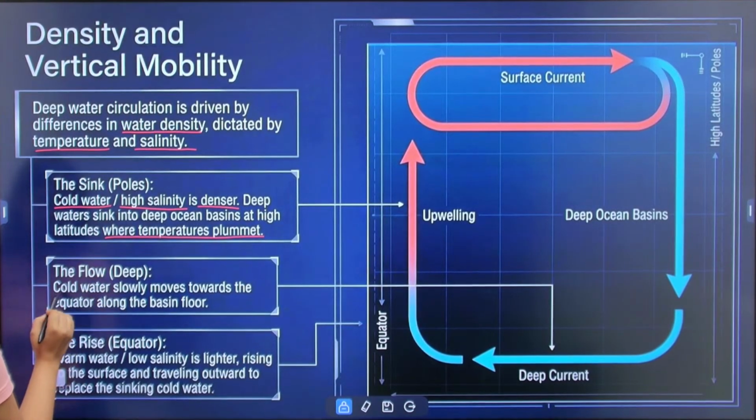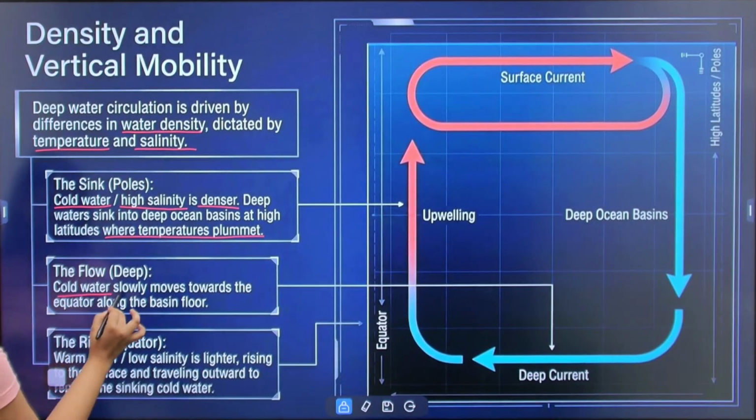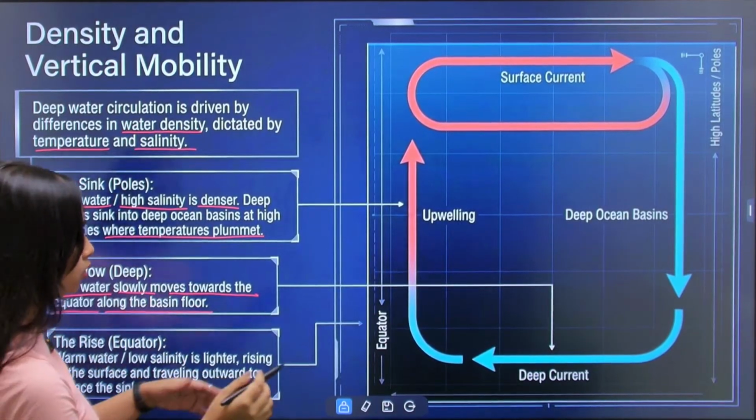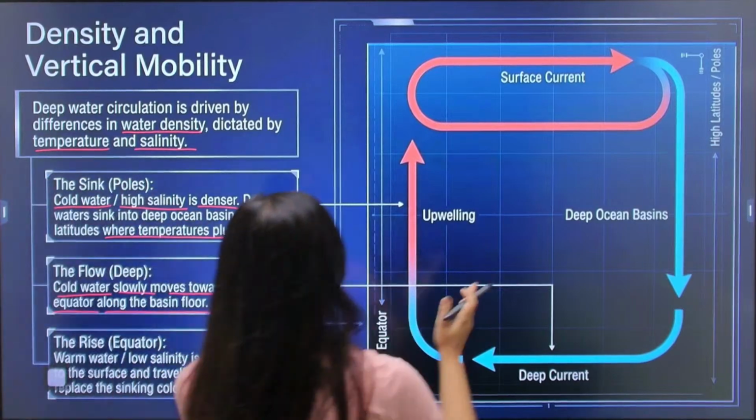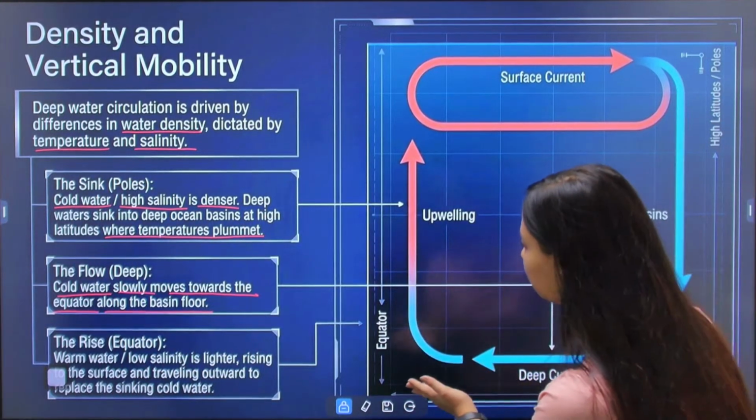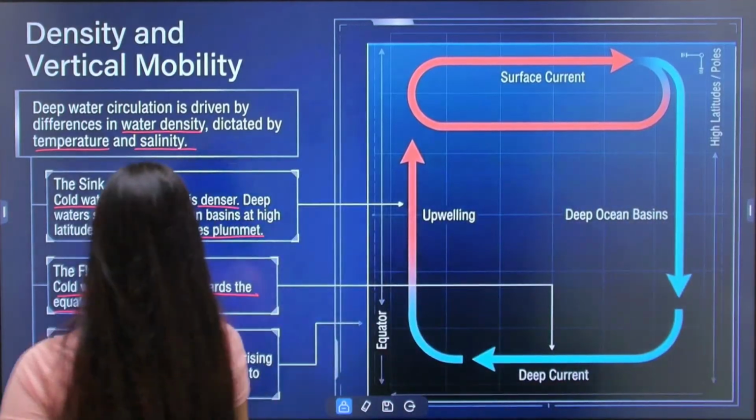How does the flow occur? The cold water slowly moves towards the equator and along the basin floor. From the high latitudes or the poles, the cold water would move towards the equator.